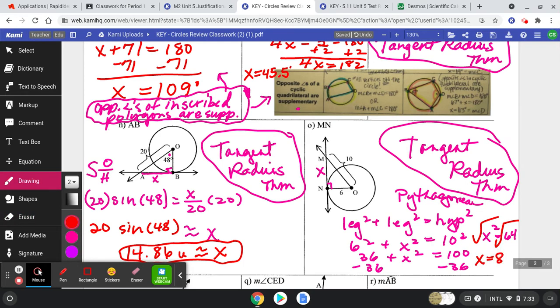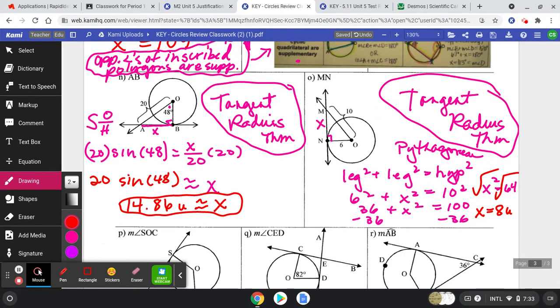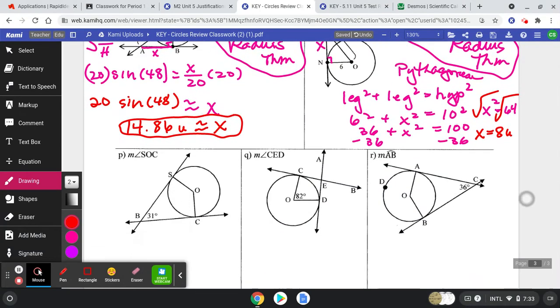And that's U for units for my unknown side length. So when we use the tangent radius theorem, all of the right triangle trig stuff comes back into play.